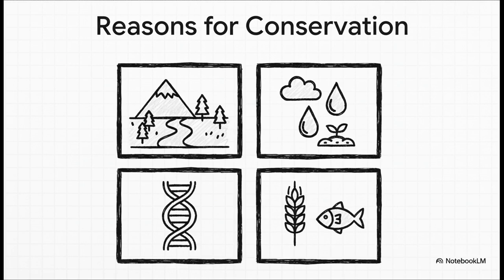First, conservation keeps our different ecosystems healthy, right? That's preserving ecological diversity. Second, it protects our life support systems, our water, air, and soil. Third, it preserves genetic diversity, which helps plants and animals survive in the long run. And finally, all of this supports our own needs, like agriculture and fisheries.